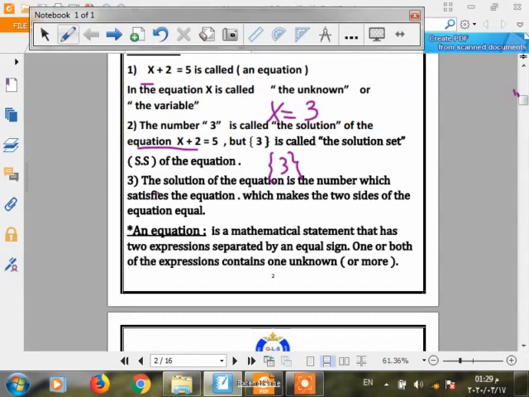Now we have an important definition, the definition of an equation. It's a mathematical statement that has two expressions, like we have x plus 2 equals 5. It consists of two sides with an equal sign between them. One or both of the expressions contain one unknown. As we see, on the left side we have only one unknown, x, but on the right side we have no unknown.